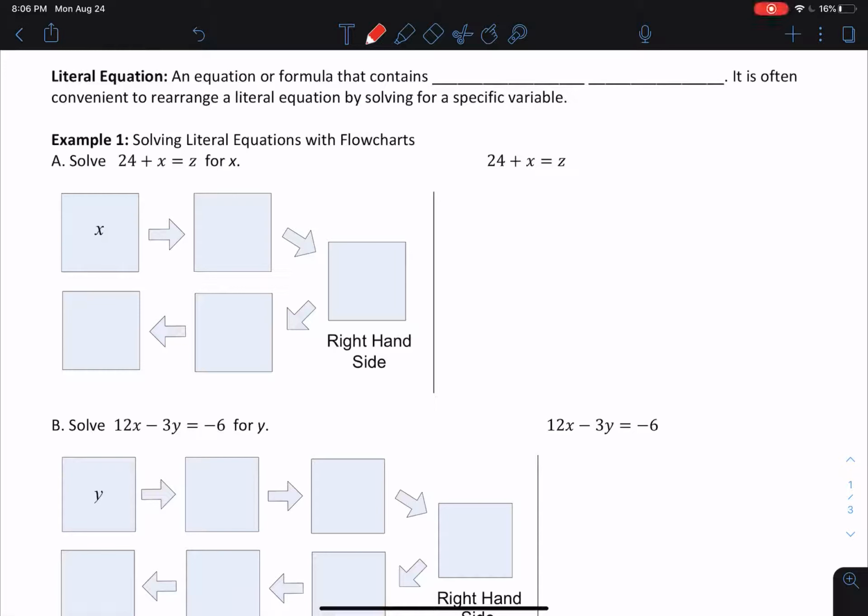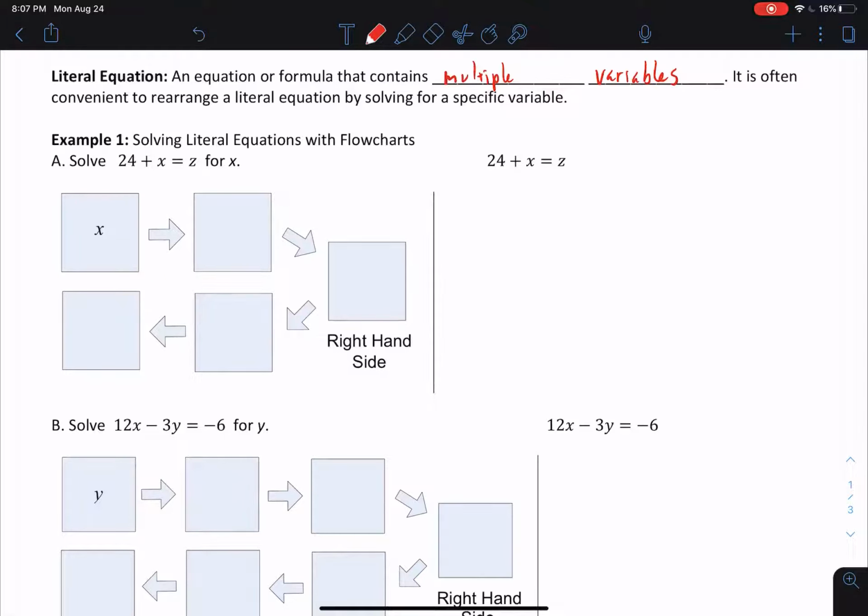Hello there. So in this video, we're going to be talking about literal equations. A literal equation is an equation or a formula that contains multiple variables. And what we will be doing is rearranging these equations or formulas in order to solve for a specific variable.